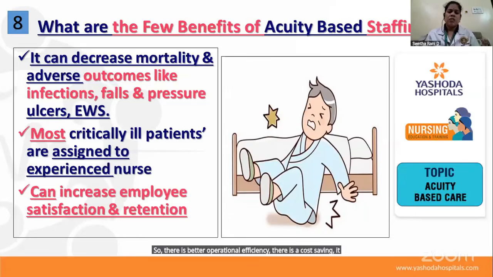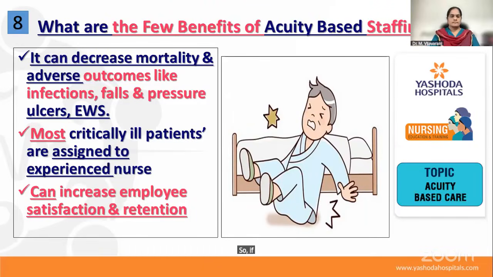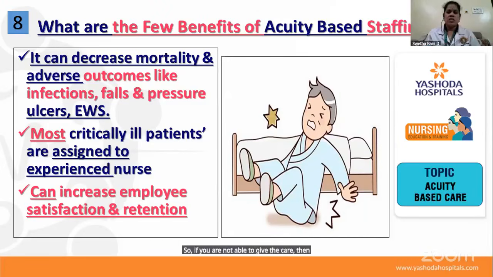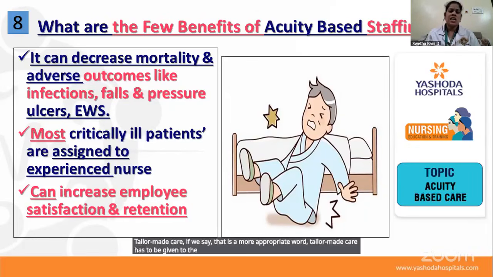It will decrease the mortality and adverse outcomes like infections, falls, and pressure ulcers, because nowadays patients have become more well versed with medical terms. They google it and they expect complete care from us. So if we are not able to give the care, then there will be questions. If we want patient satisfaction, we have to provide complete care. So if care is based on the acuity, based on the need of the patient, tailor-made care, if we say, that is a more appropriate word. Tailor-made care has to be given to the patients for their satisfaction.